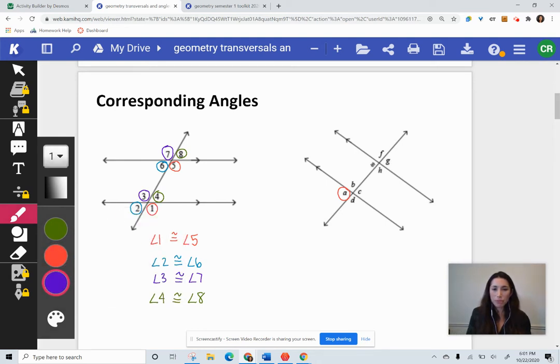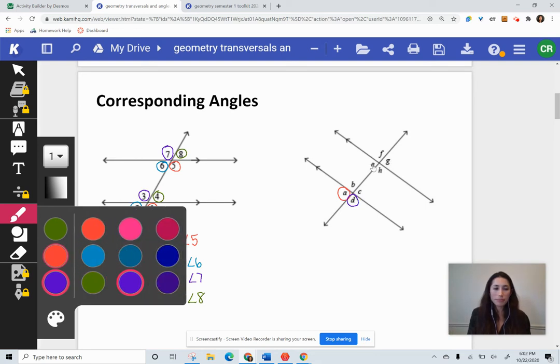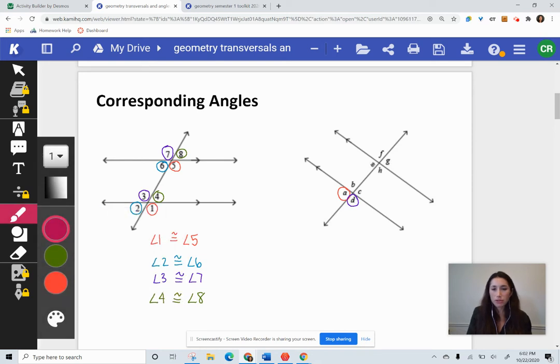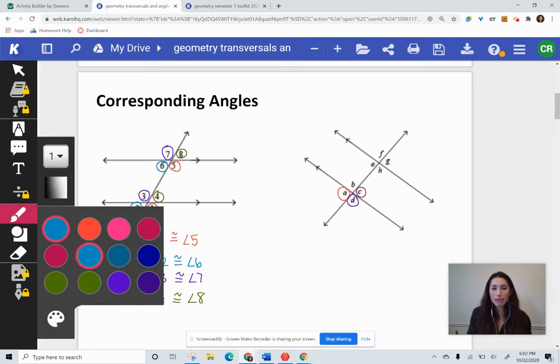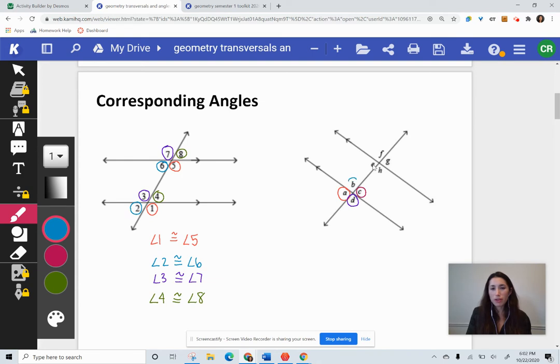Okay, now match up the angle that is corresponding and congruent to angle D. Now match up the angle that is corresponding and congruent to angle C. And finally, match up the angle that is corresponding and congruent to angle B.